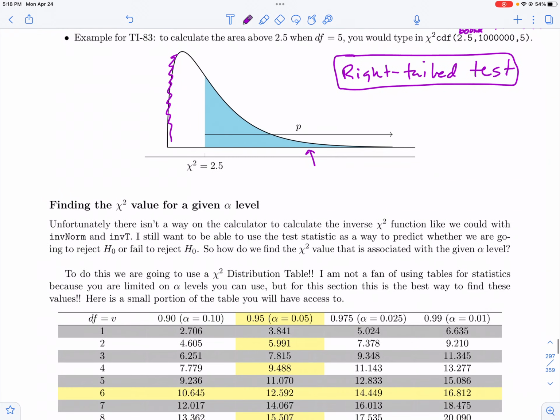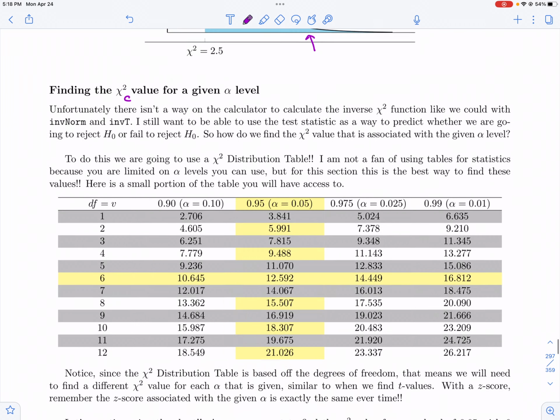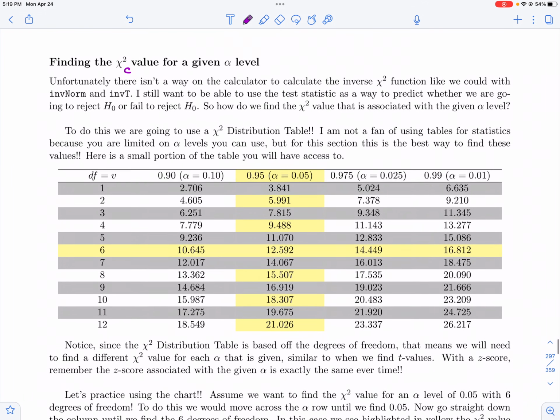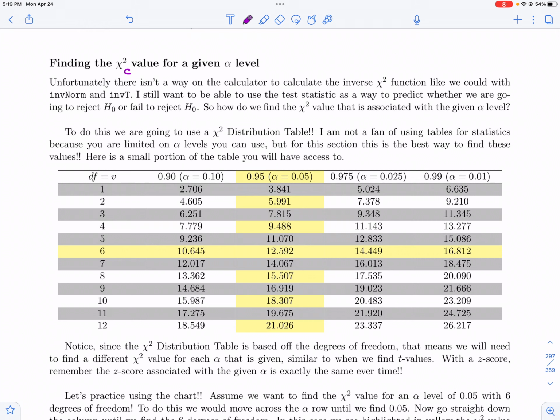All right, so when it comes to actually finding a chi-squared value for a given alpha, think of this as our chi-squared sub c. In the past, we've used inverse norm and inverse t. Now, unfortunately, there is no inverse chi-squared on the calculator. So the only way we can figure out what our chi-squared comparison value is going to be is by using the table. Again, since it's a right-tailed test, we don't have to worry about dividing our alpha or anything like that. We can just use our alpha exactly the way it is.